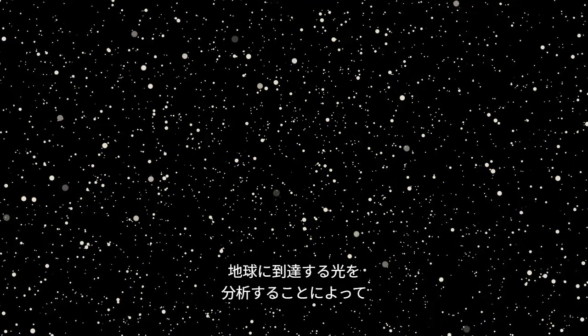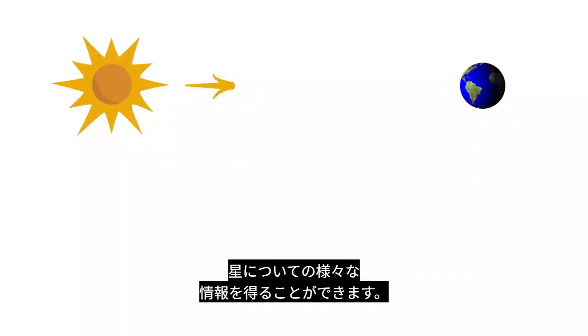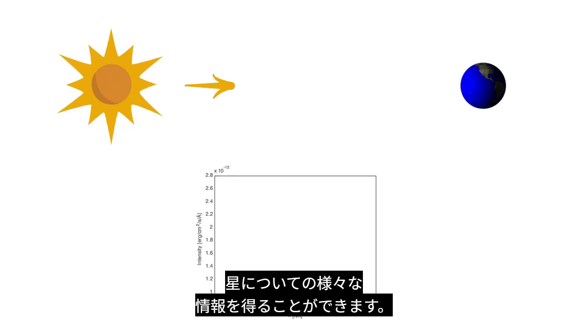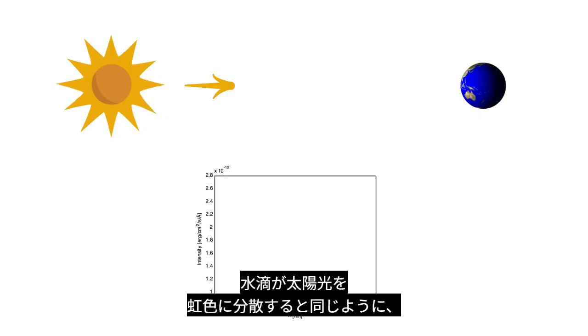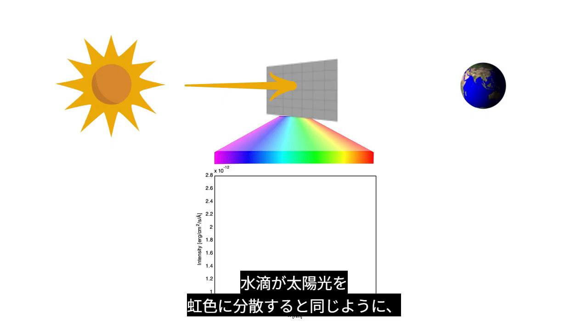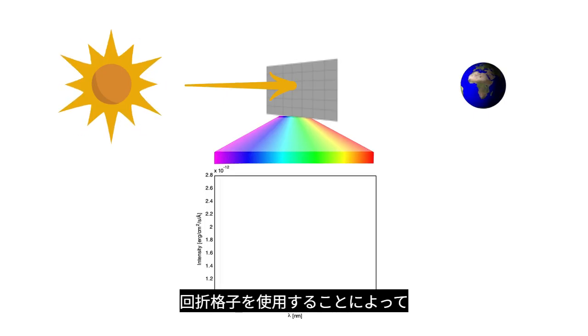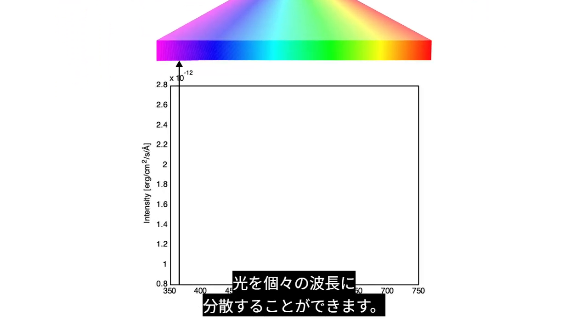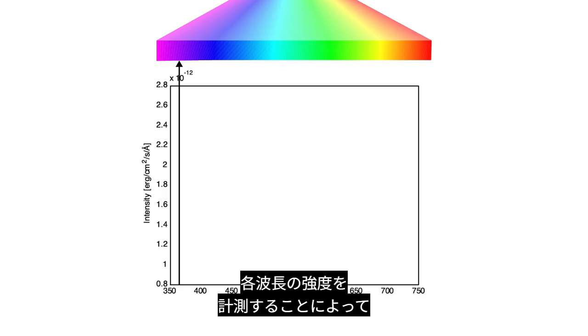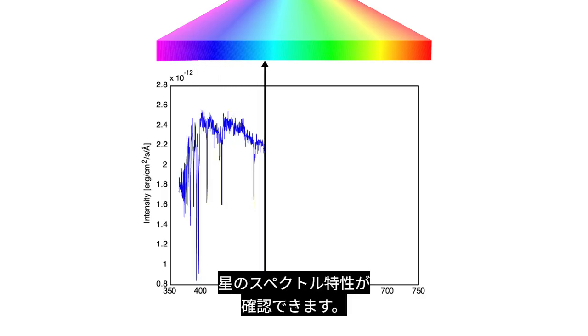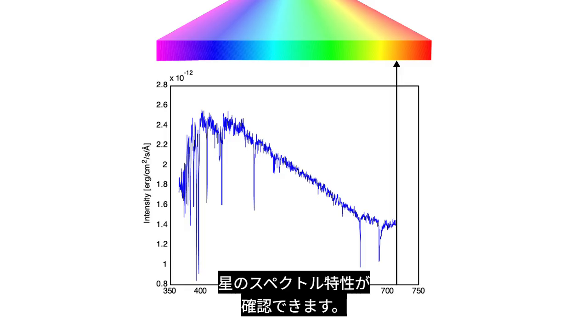You can learn a lot about a star, even though it may be 1,000 light years away, by examining the light that came from it. Using a diffraction grating, you can split a beam of light into its individual wavelengths, just like water droplets splitting sunlight into a rainbow. Measuring the intensity of light observed at each wavelength gives the star's characteristic spectrum.